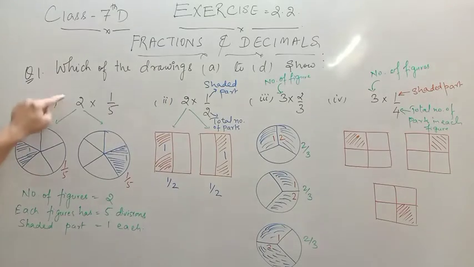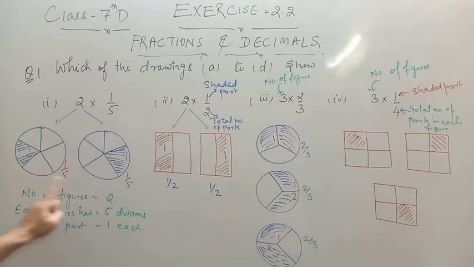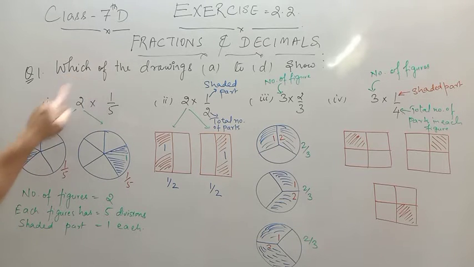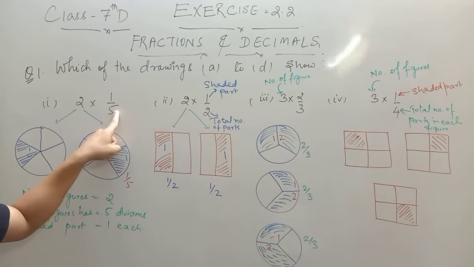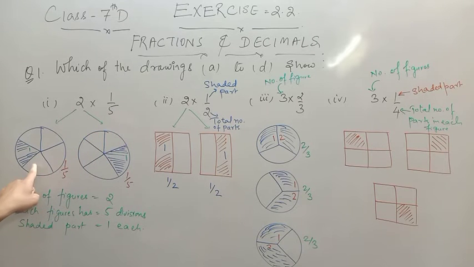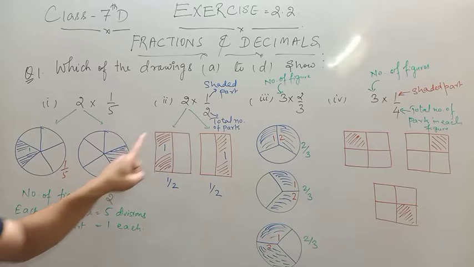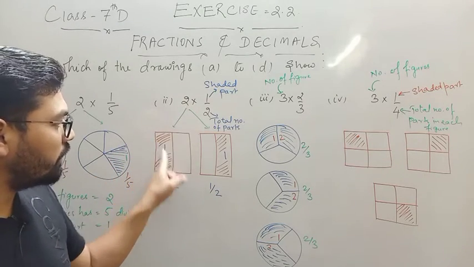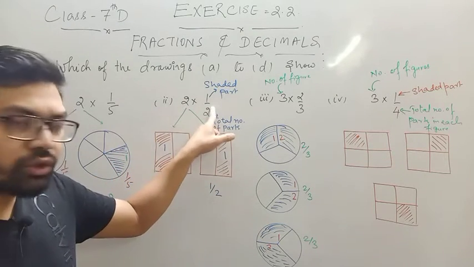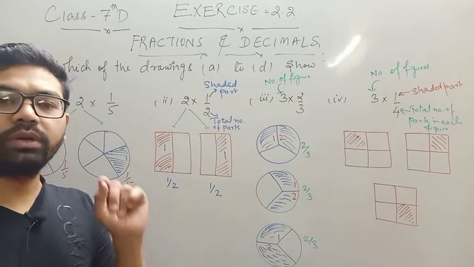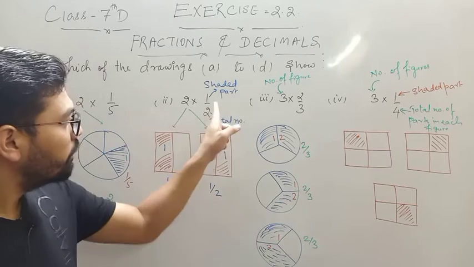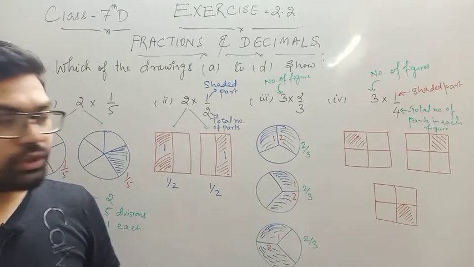So what is this 2 showing? Number of figures. What is this 1 showing? Shaded portion out of the total number of parts. And how many parts are there? 5 parts are there. What is this 2 representing? Number of figures. What is this 2 showing? Total number of parts, total number of divisions per figure. What is 1 showing? Shaded portion.